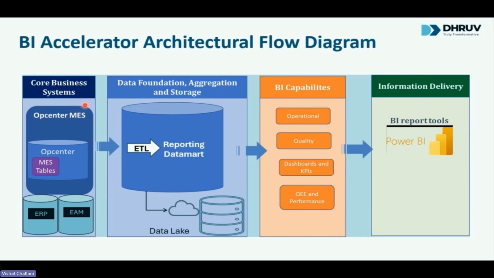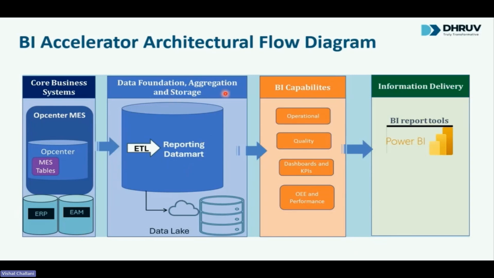The first block here is the core business system. The foundation of this architecture is the Opcenter MES, which serves as the source of all operational data. The MES tables within Opcenter contain raw normalized data related to production, quality, operations, and more. Acting as the backbone of the manufacturing process, Opcenter MES captures real-time data directly from the shop floor. This is where everything begins, providing critical insights into the state of your manufacturing business. Additionally, we integrate data from ERP and EAM systems to ensure a comprehensive view of operations.